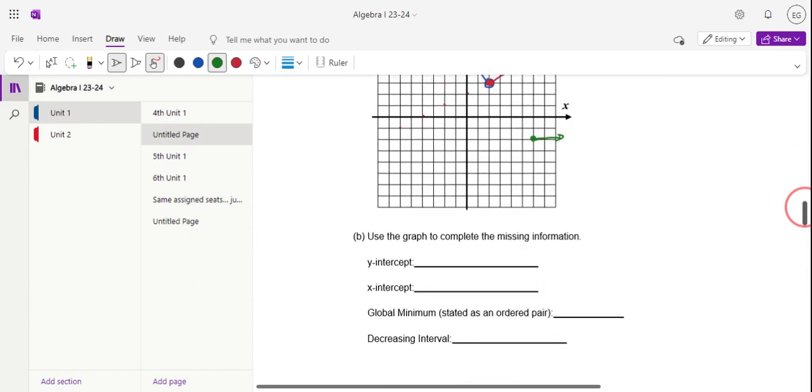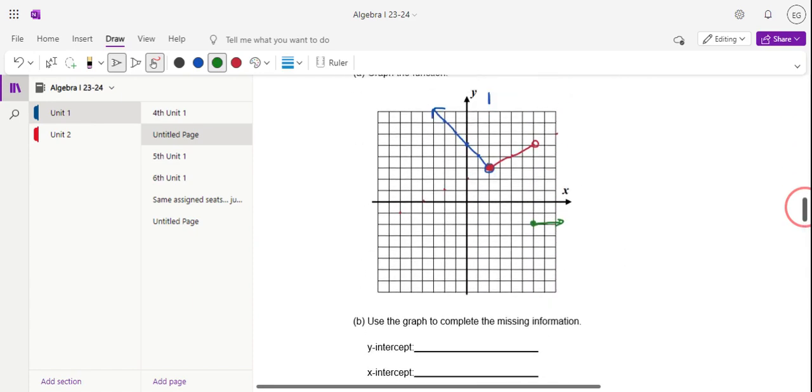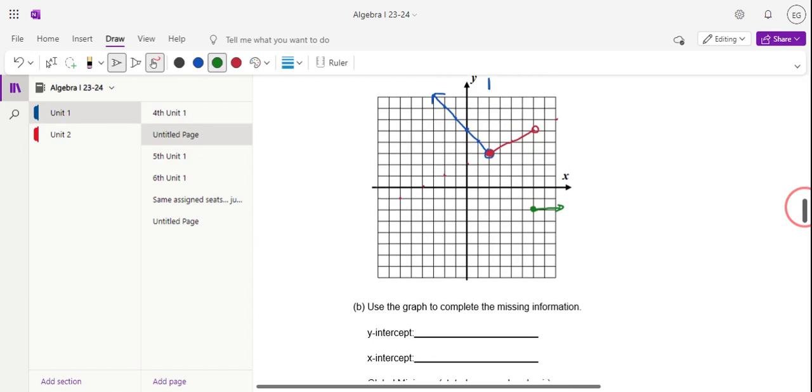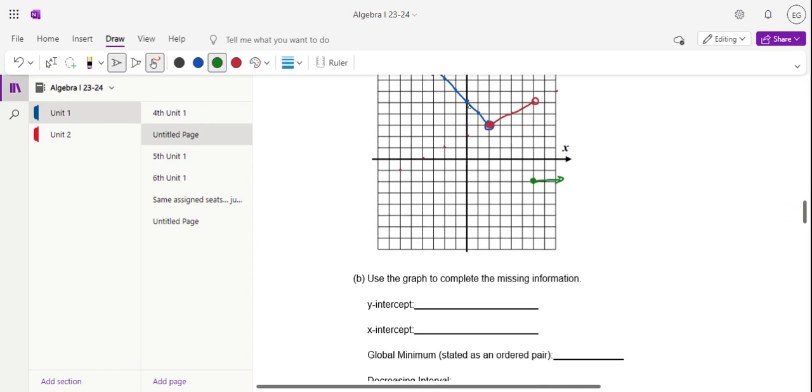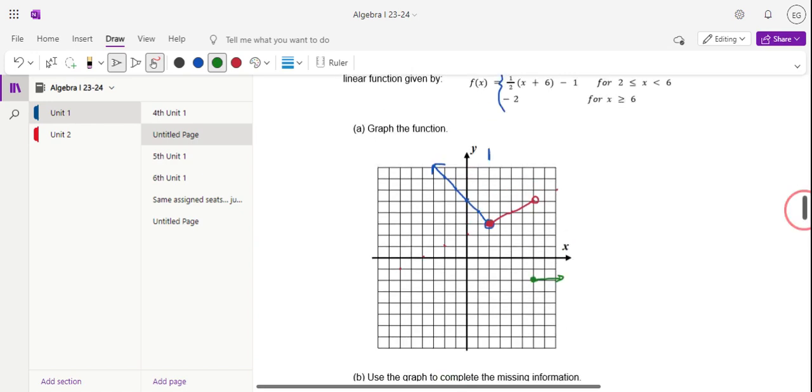Use the graph to complete the missing information. So y-intercept it wants to know. So my y-intercept is right here, 1, 2, 3, 4, 5. So my y-intercept is at 5, or you can write that as 0, 5. My x-intercept, if I look along here, there is none. So it never crosses the x-axis. Yes, I know that this red line that I graphed would have crossed it, but it didn't over the interval that we talked about. Global minimum stated as an ordered pair.